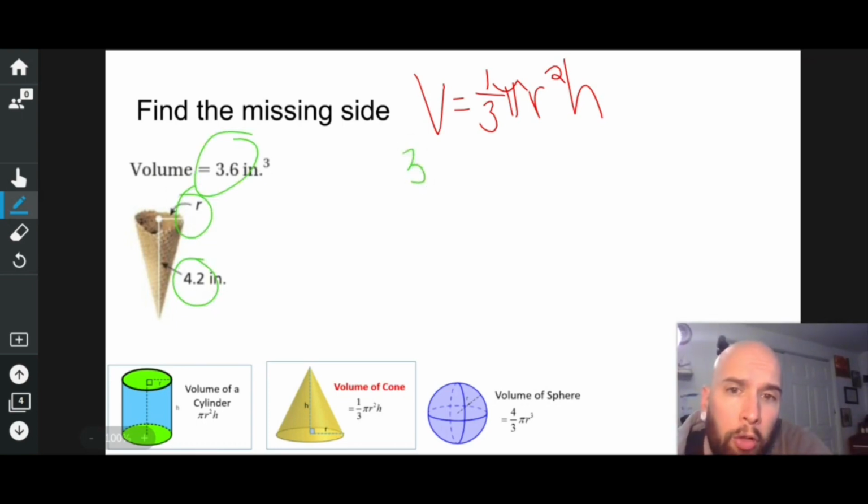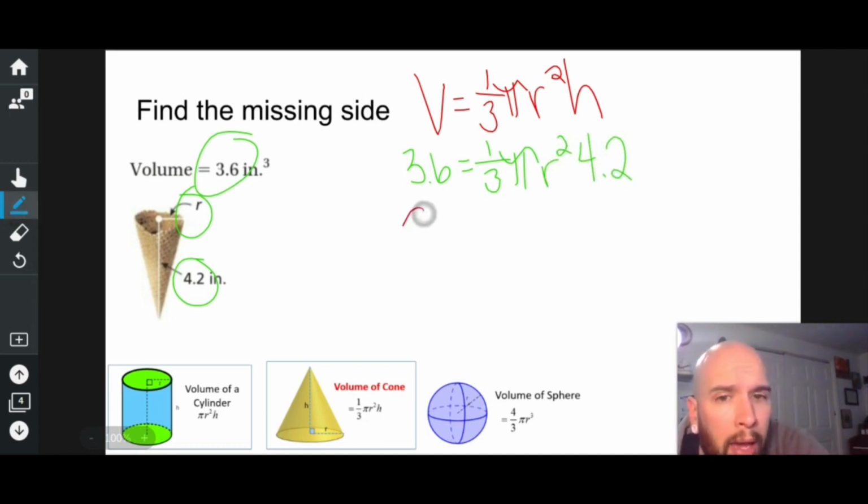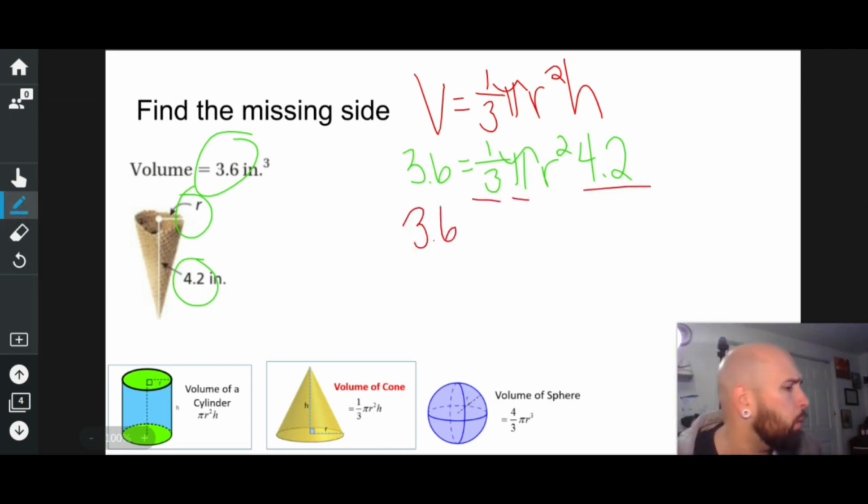I know the volume. It's 3.6. 1/3 is 1/3. Pi is pi. Do I know r? Nope. So r squared. Do I know the height? Yep. 4.2. On the right side, I have 3 numbers that I can multiply out. What are those 3 numbers? I can multiply third, pi, and 4.2. So what is 1/3 times pi times 4.2?